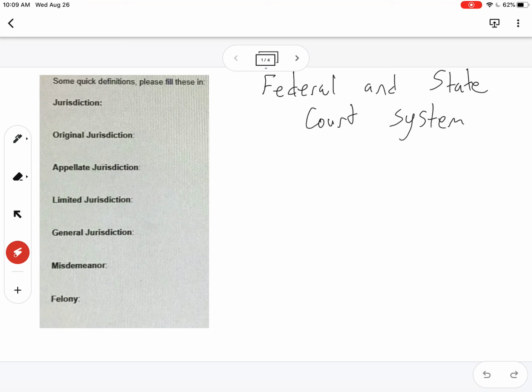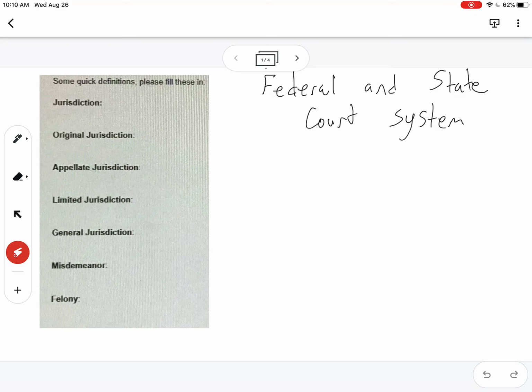Next up is limited. Limited jurisdiction is the authority to hear specific types of cases, such as a family court, traffic court, or even military courts, so like with soldiers. Next up is general jurisdiction. So courts that do not have limits on the type of cases they can hear.